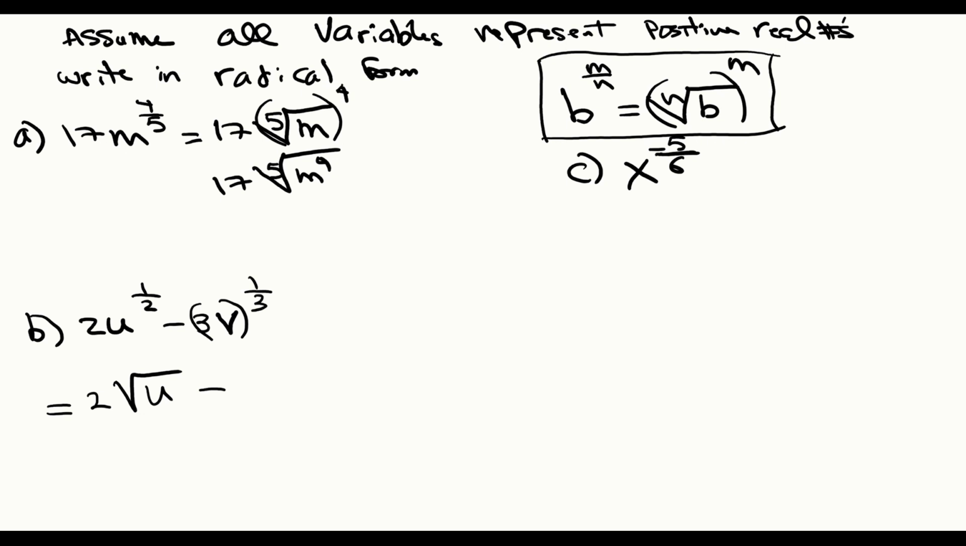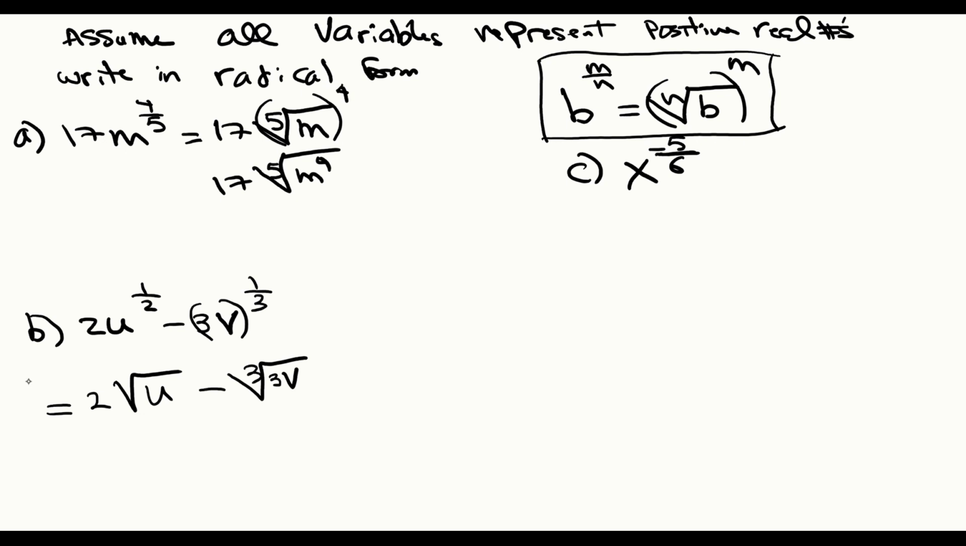For the next one, the 3 is being raised to the power of 1/3. So it's going to go alongside with the v under the radical. So we're going to have the cube root of 3v, like that, for our final answer.